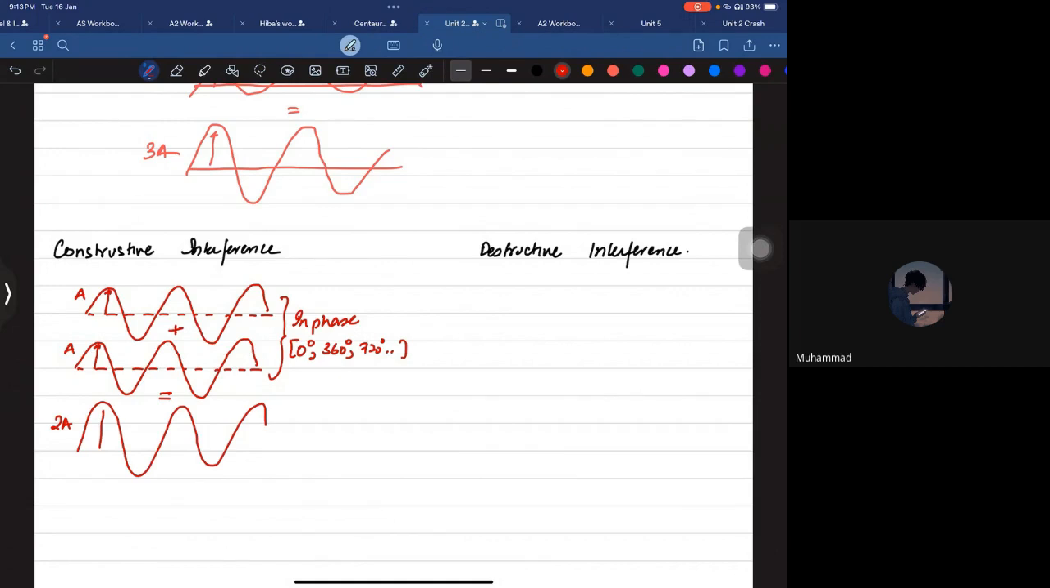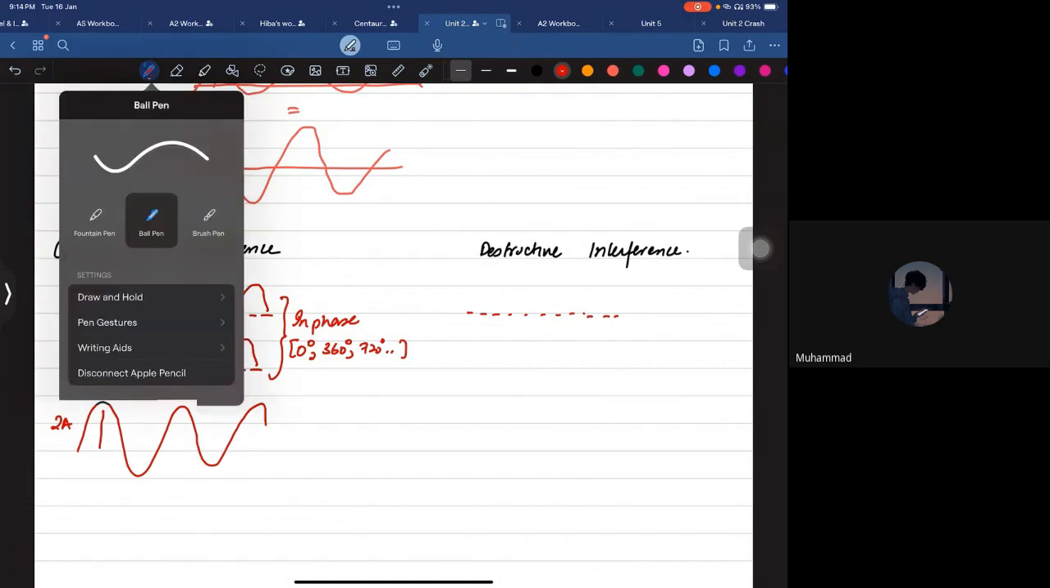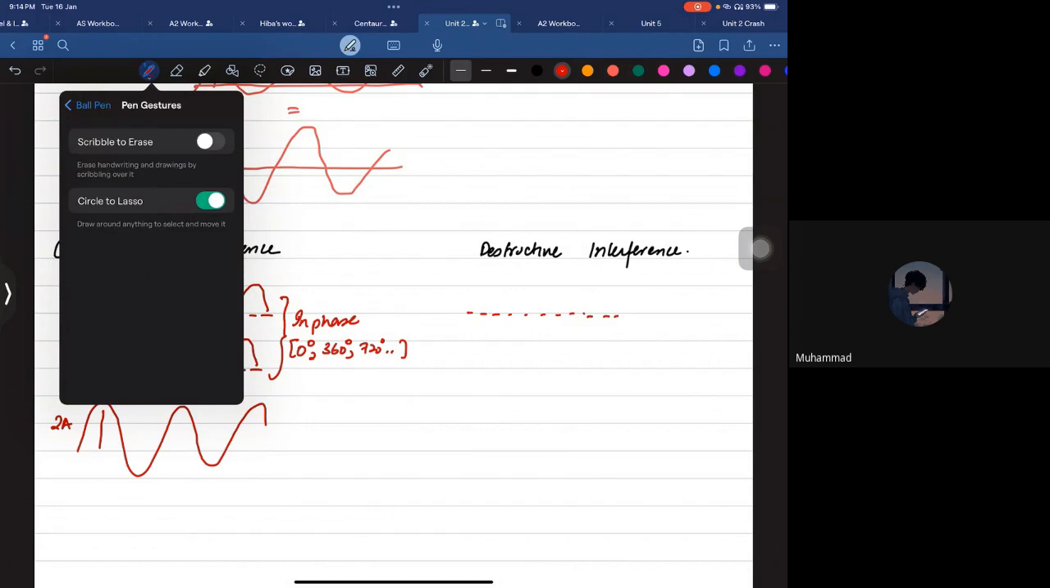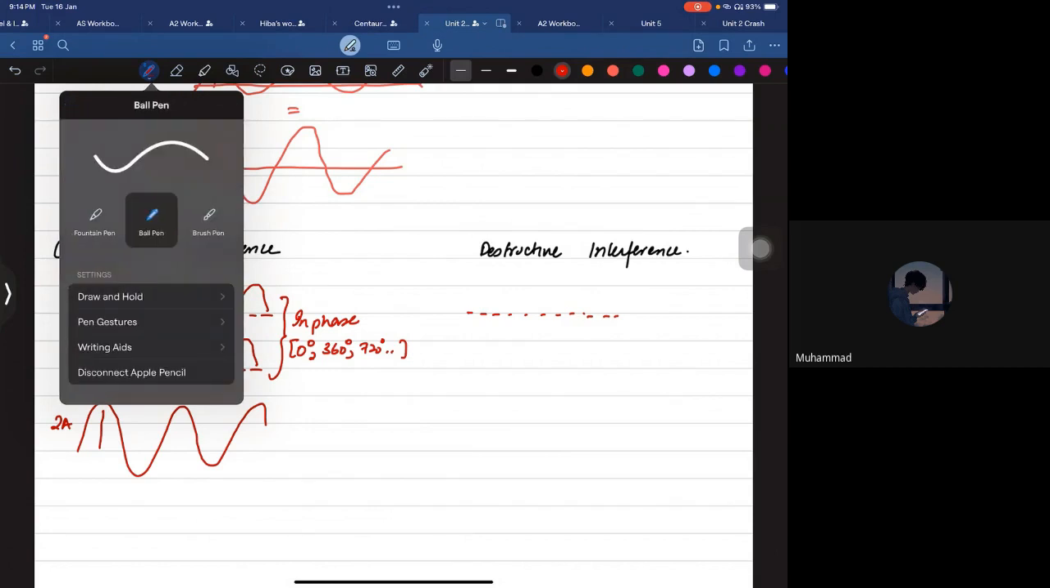Now, in destructive interference, what happens is there is a wave which has an amplitude. Oh my God, where did it go? Okay, never mind. I don't know what happened. Okay, so there's a wave which has an. Oh my God. Wait, I think there's some issue.